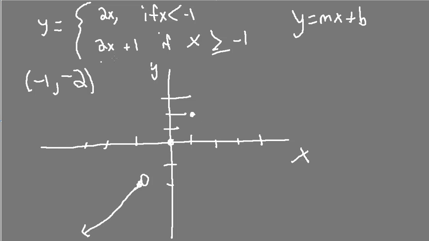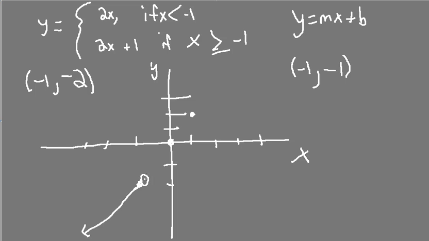Now I'm going to graph 2x plus 1 if x is greater than or equal to negative 1. What I would probably do first here is plug in negative 1 for your endpoint and then go from there. Negative 1 in here for x. 2 times negative 1 is negative 2. Negative 2 plus 1 is negative 1. That's my corner point. So I'm going to go to negative 1, negative 1.